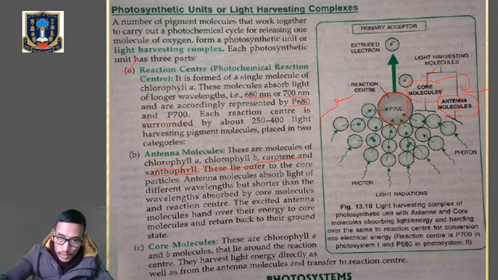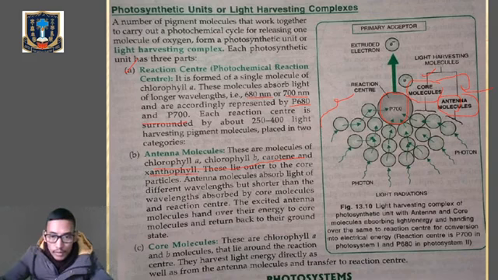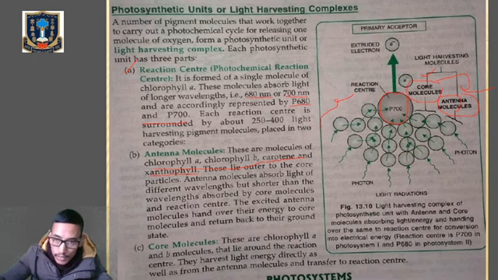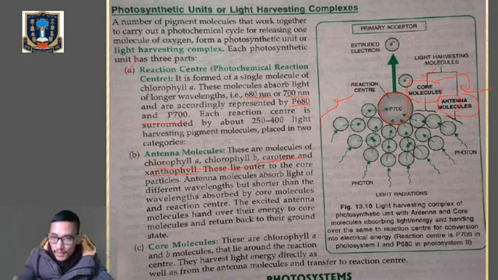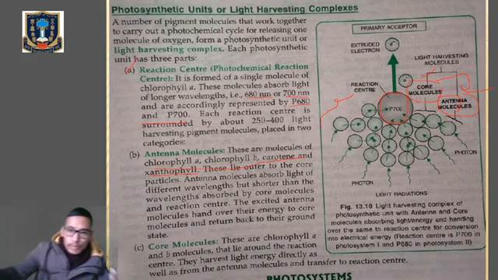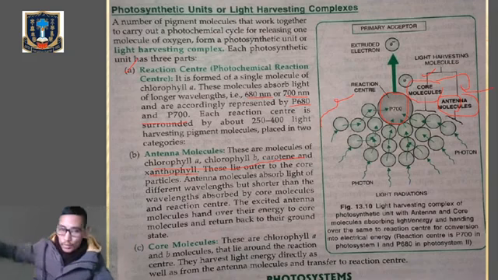So whenever the antenna molecules absorb the wavelength of light, they become excited. Okay, and when they become excited, when they become active, then the energy from these antenna molecules goes to the core molecules, and the antenna molecules come back to their ground state. So when the antenna molecules absorb the wavelength of light and become excited, the energy from the antenna molecules goes to the core molecule, and the antenna molecule comes back to the ground state.